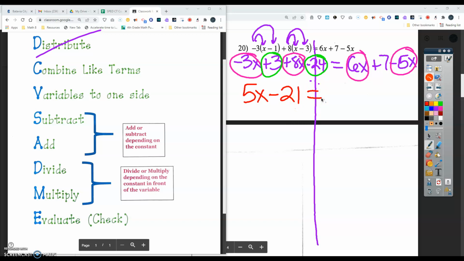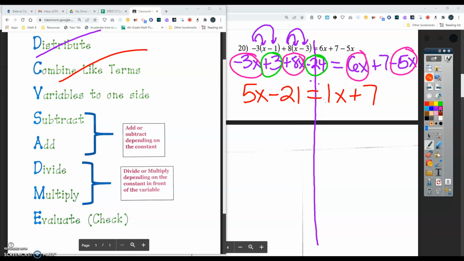So what's 6x minus 5x? Well, that's just x, or 1x. We can put down 1x. You don't need to because that's a phantom 1. We bring down our 7. Okay, now we have a simpler equation. We combine like terms on one side. I'm crossing that off. Now we have to get variables to one side. That's step 3, or the v. We've done the DC. Now we're going to do the v.